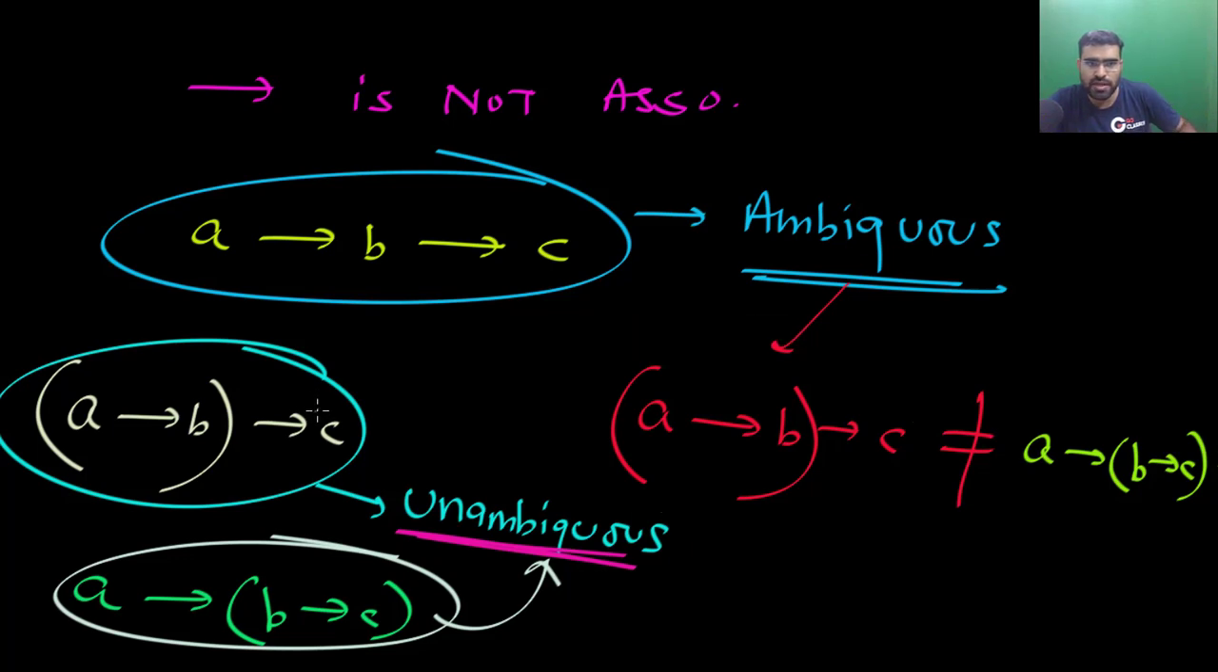But you can notice, now because this is ambiguous, I can say this implication is not associative. So I should give proper parenthesis. I should create proper parenthesization. If I want to evaluate this first implication first, then I should put parenthesis like this. If I want to evaluate this second implication first, then I should put it like this. So very simple.